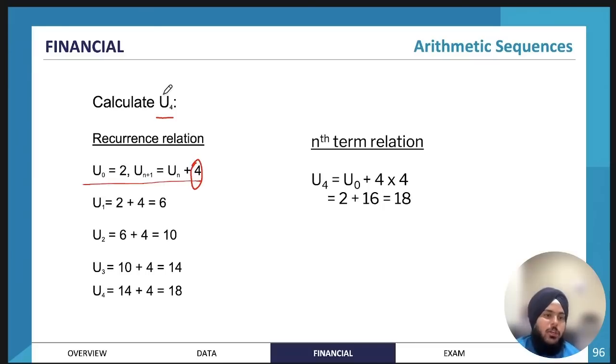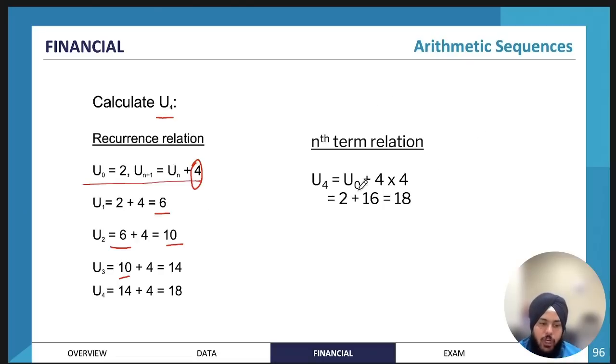So if we were to determine u4, we would first need to determine u1, then u2, then u3, then u4, using the recurrence relation, where we're using the value that we get for u1 to determine u2, then the value that we get for u2 to determine u3.